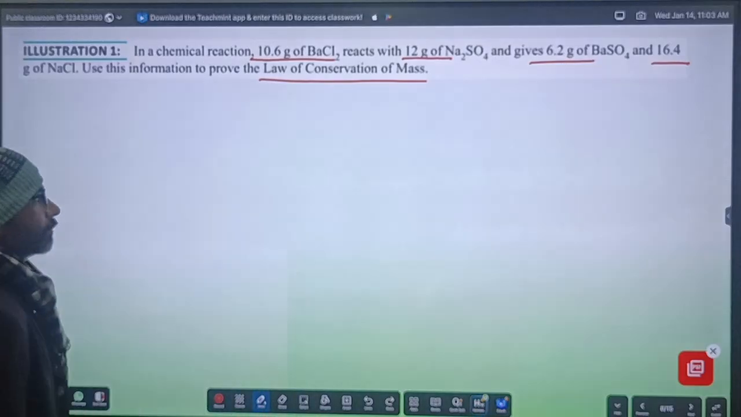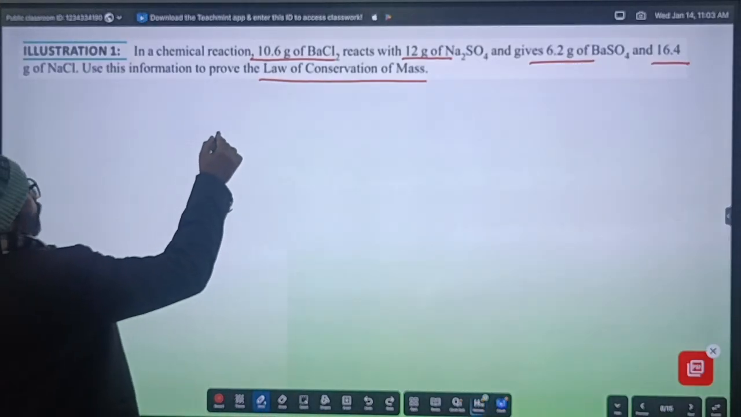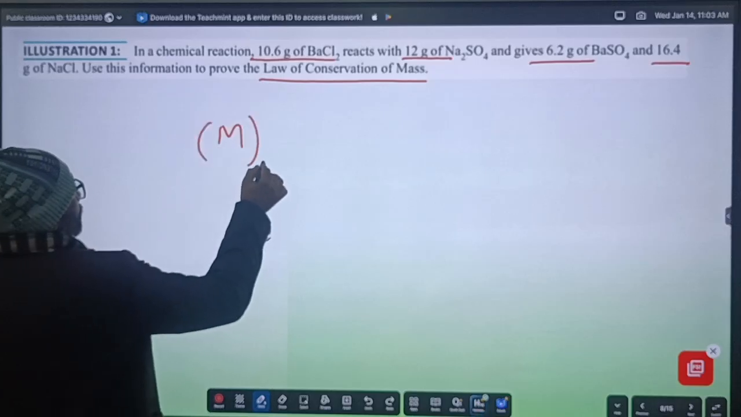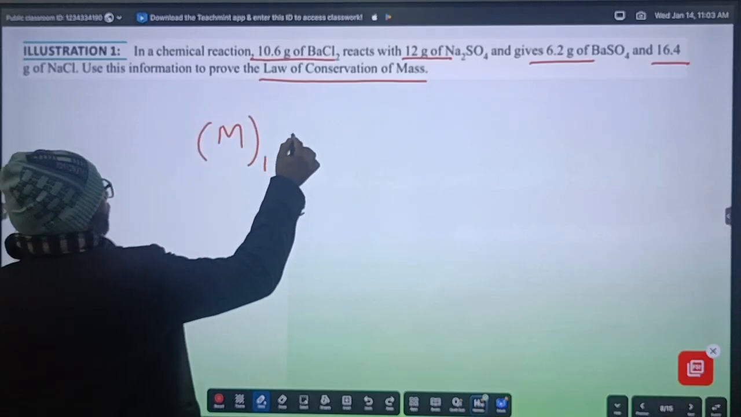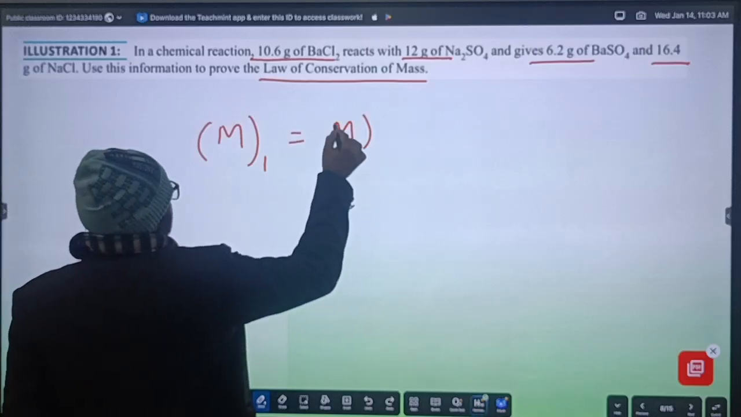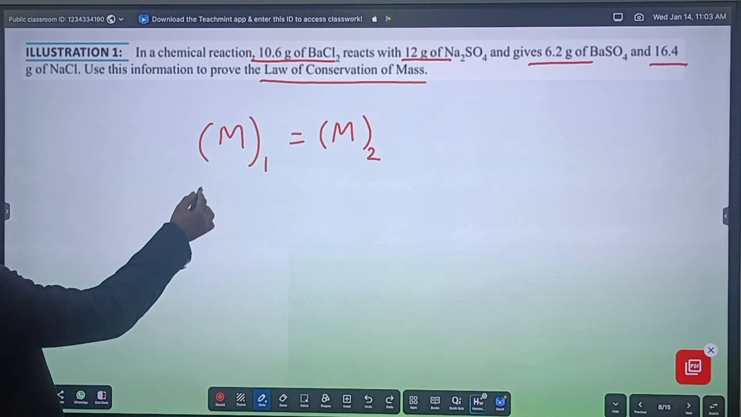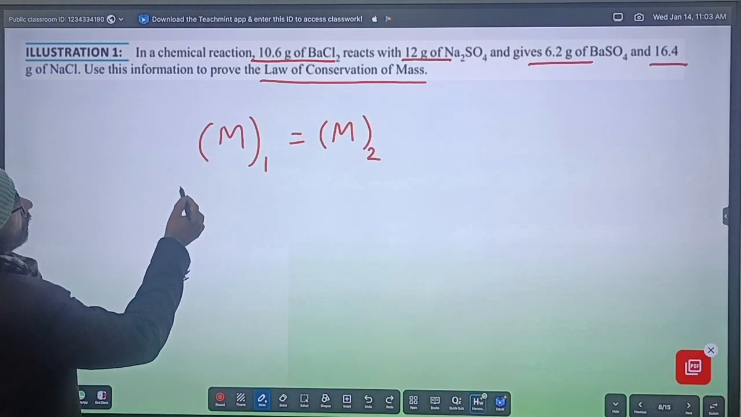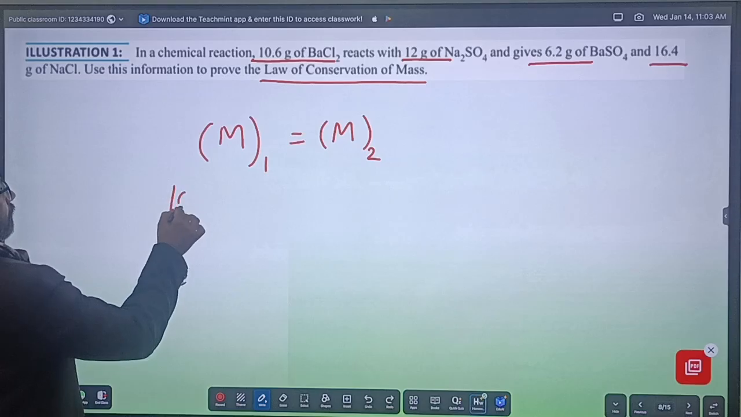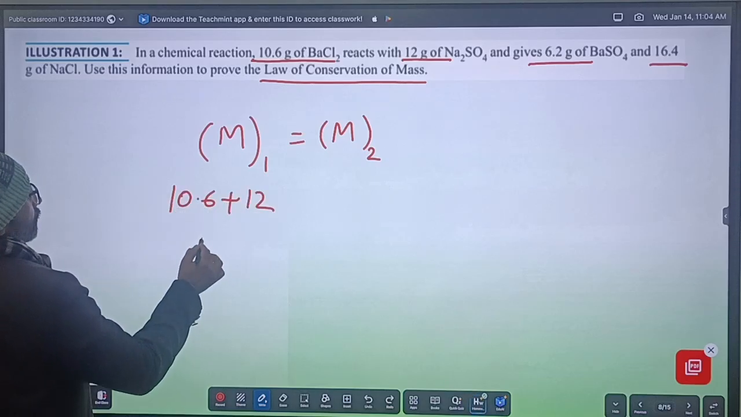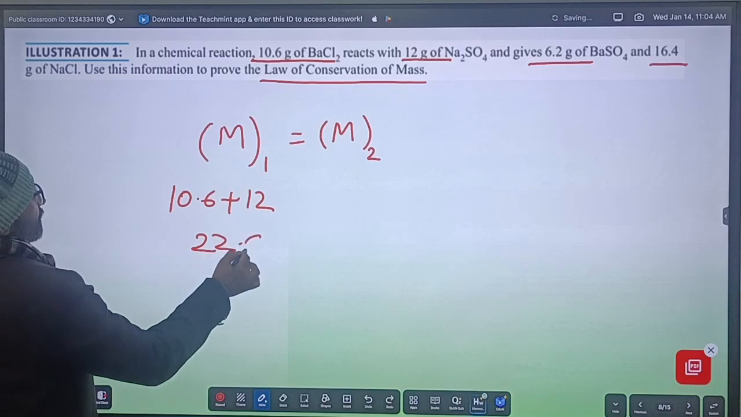What does the law of conservation of mass say? The mass of the substances before the change and the mass of the substances after the change will remain the same. So what is the mass before the change? 10.6 plus 12, it comes out 22.6.